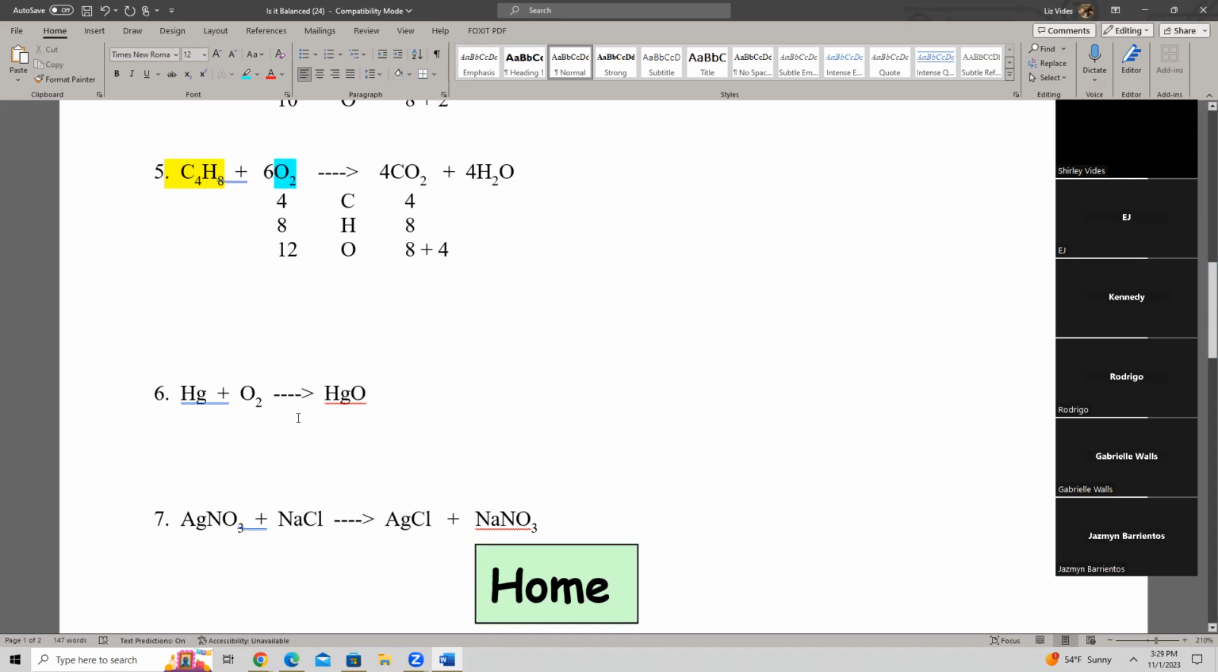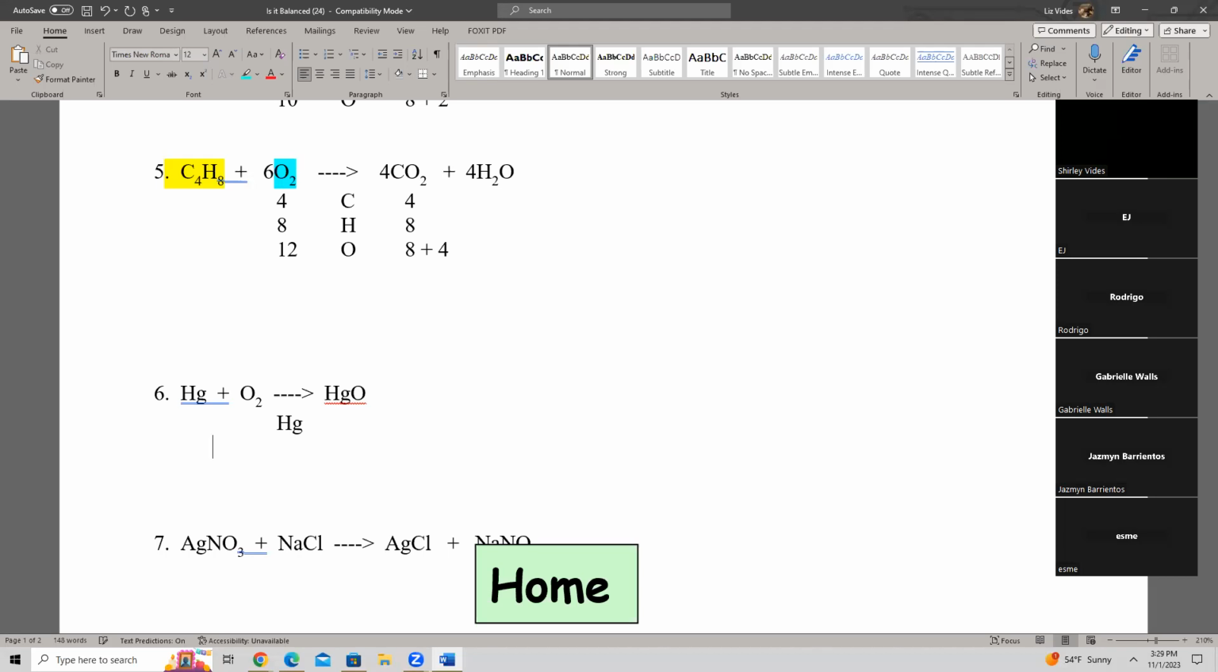Okay, so this one looks very easy at first. You got mercury and you got oxygen, and that's all you got. All right, so on the left, we have 1. On the right, we also have 1 mercury. On the left, we have 2 oxygens. On the right, we only have 1.